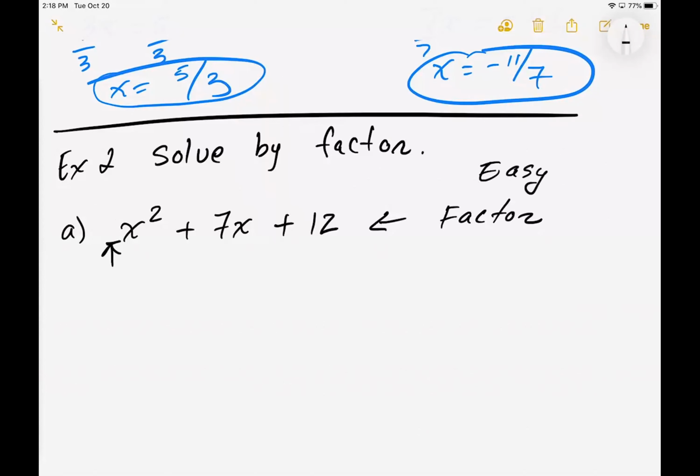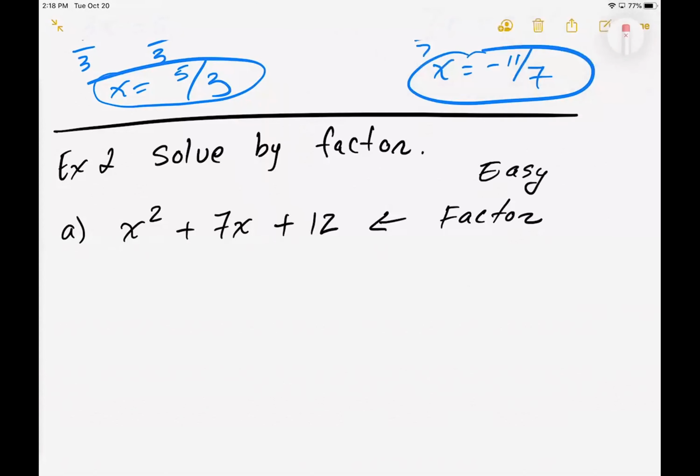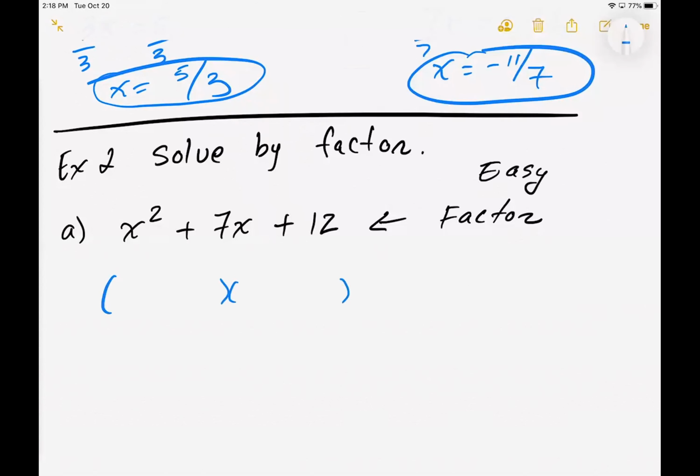Now, in order for you to solve this, ladies and gentlemen, and again, the direction told you to solve by factoring, the first thing you need to do is factor. And if you factor, do you agree that this is an easy problem?